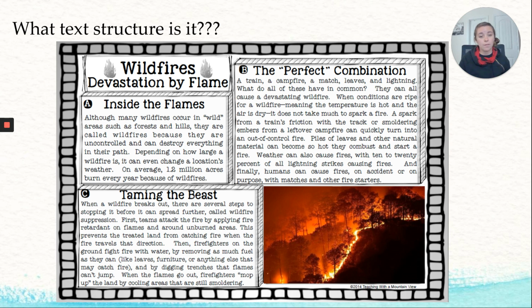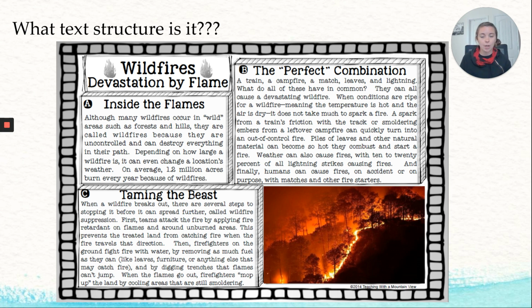Weather can also cause fires, with 10 to 20% of all lightning strikes causing fires. And finally, humans can cause fires, by accident or on purpose, with matches and other fire starters. Okay, all right. The text structure of this one is pretty simple.